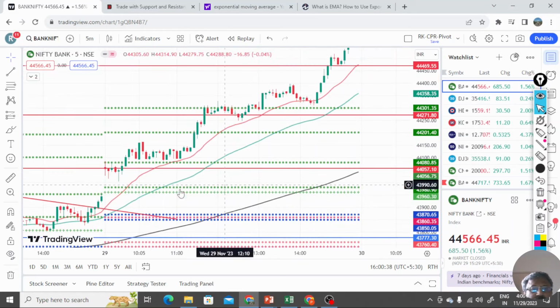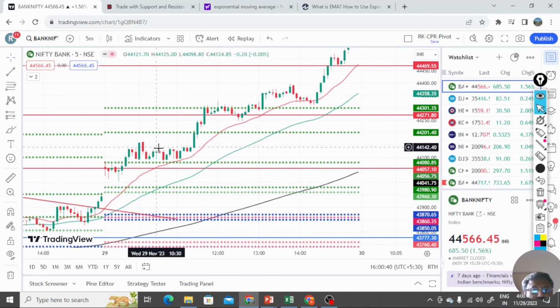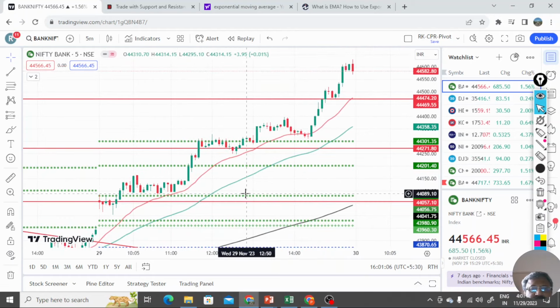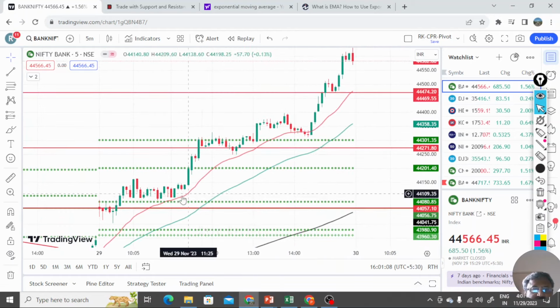Whenever it moves up and comes back towards the 50 or 20 EMA, and we get a good signal, a positive signal, a bullish candle such as a hammer or a bullish engulfing, something like that, when we get those kinds of signals, we can always take a trade.